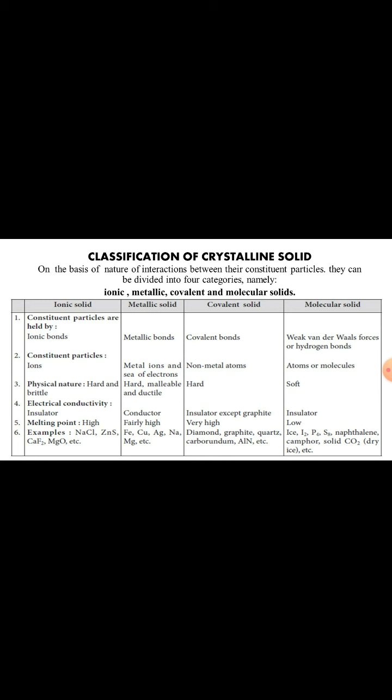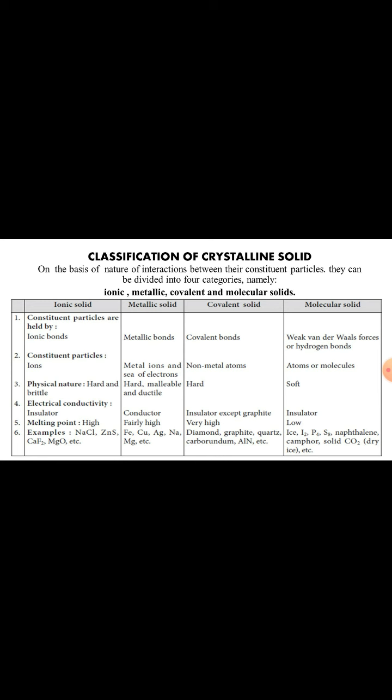Now we have to focus on the classification of crystalline solids, which you have to learn in detail. On the basis of the nature of interaction between their constituent particles, they can be divided into four categories, namely ionic solid, metallic solid, covalent solid, and molecular solid. Here you can use the tool of chemical bonds to learn and understand these types of solids.